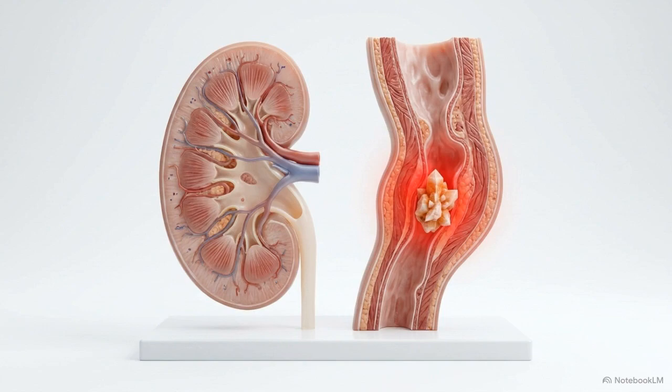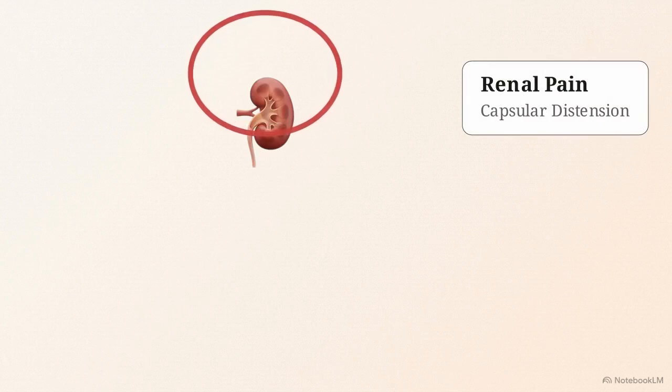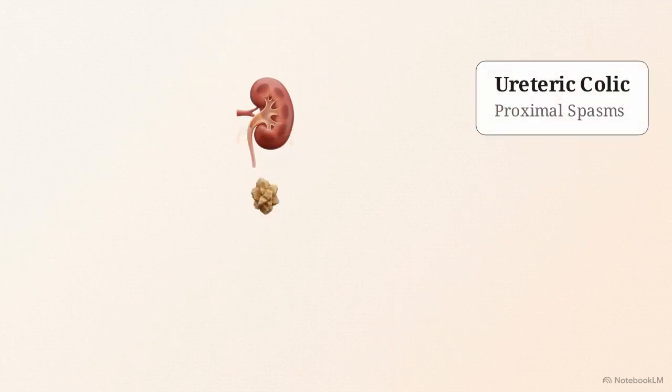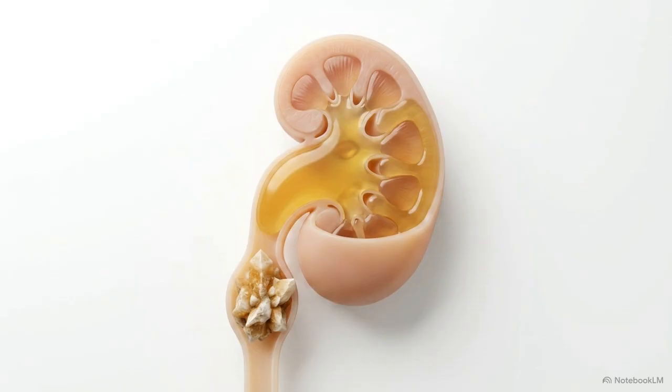renal colic. True renal pain is a constant ache caused by physical distension of the renal capsule. Contrast this with ureteric colic. An obstructing calculus triggers rhythmic waves of proximal spasm. This lateralized pain radiates to the groin, but never down the back of the leg. A patient can experience both pain types simultaneously. If distal ureteric obstruction causes enough fluid backup, it eventually distends the proximal renal capsule.